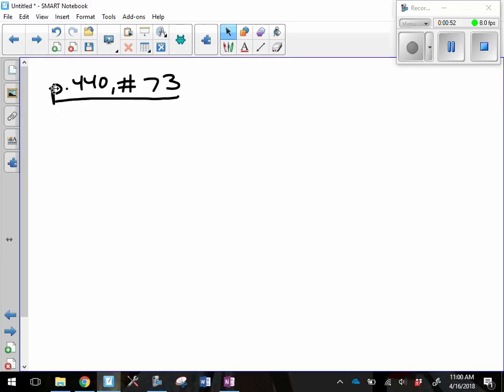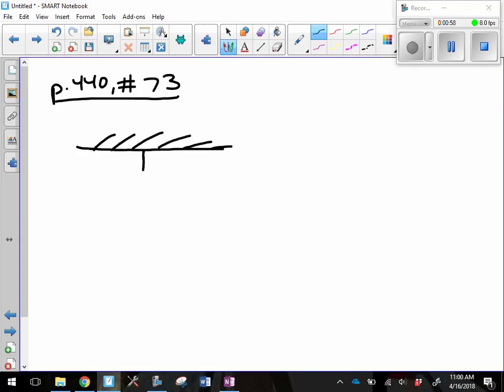Okay. So let's start here. So here's my spring. Here's my mass on a spring. And I know that this is stretched 9.6 centimeters. Okay. So this is part A.